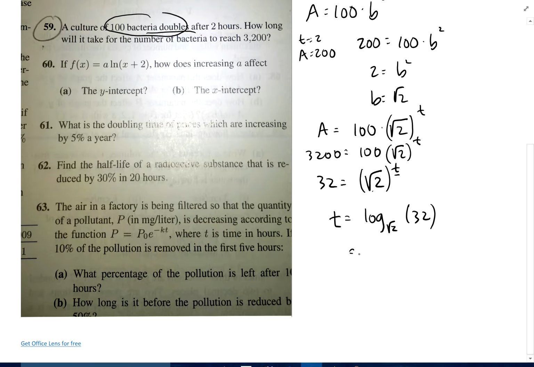Okay, and then if I do that in my calculator, log of 32 divided by log of square root of 2 is how I have to do it. And you should get 10. So square root of 2 to the 10th is 32, which is exactly true. So after 10 years, or sorry, 10 hours, I'm thinking finances here or something. After 10 hours, you will have 3,200 bacteria. All right, there we go.